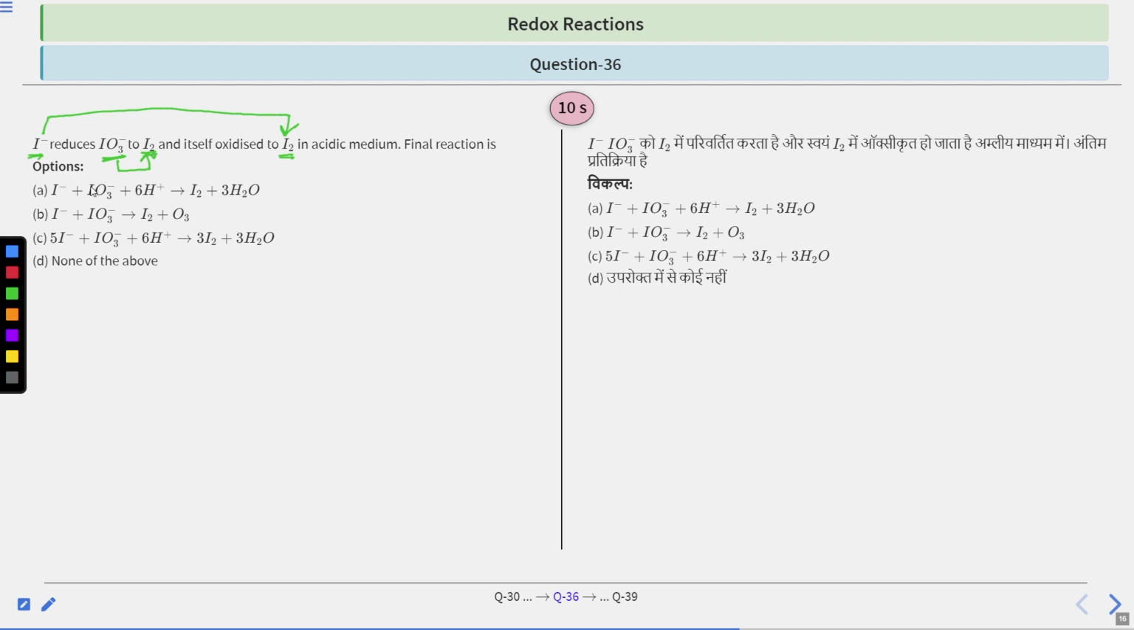The options are: I minus plus IO3 minus plus 6H plus giving us I2 plus 3H2O; I minus plus IO3 minus giving us I2 plus O3; 5I minus plus IO3 minus plus 6H plus giving us 3I2 plus 3H2O; or none of the above. So you have 10 seconds to solve the question, and then we will see what the correct answer is.